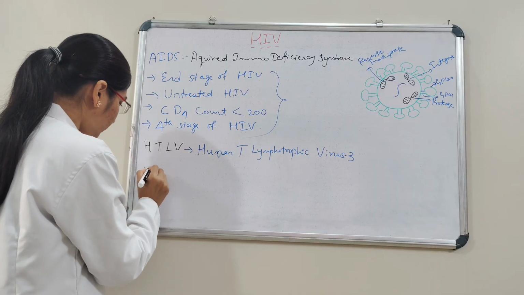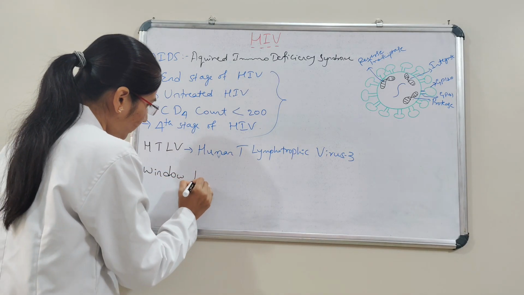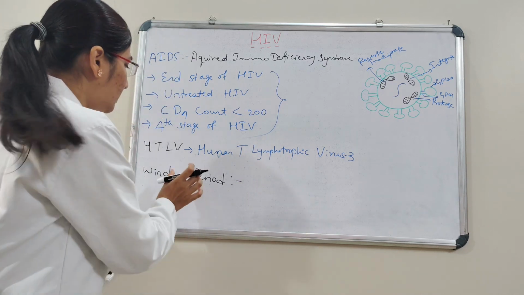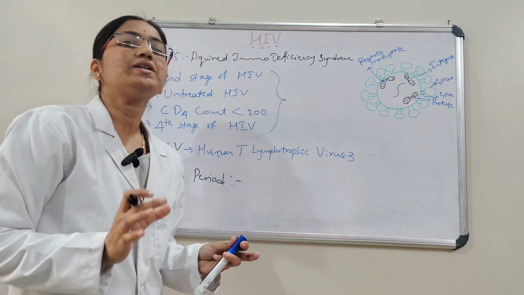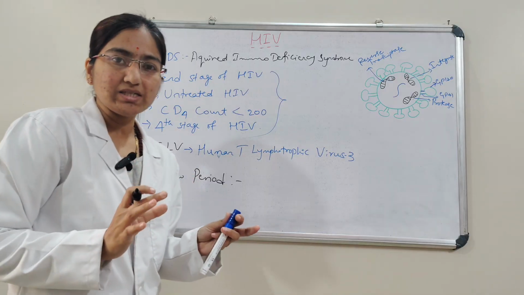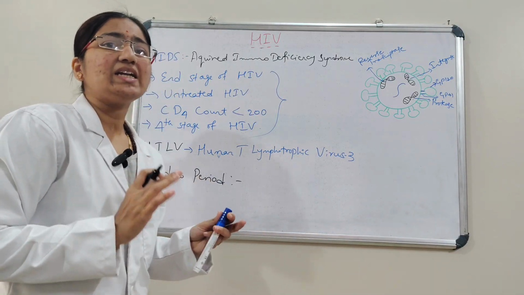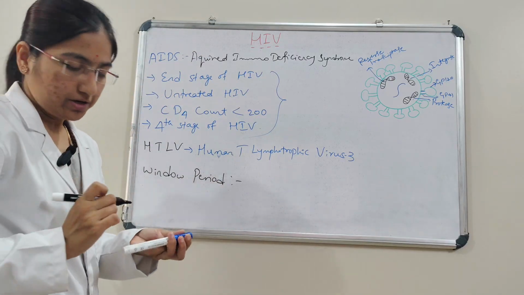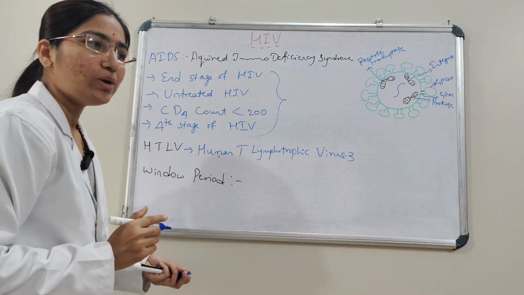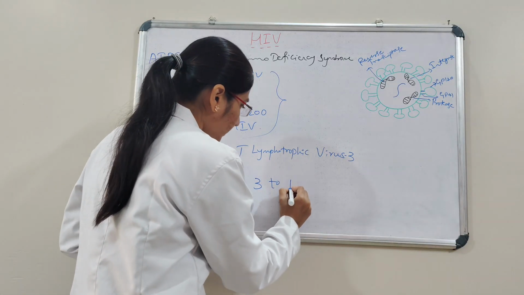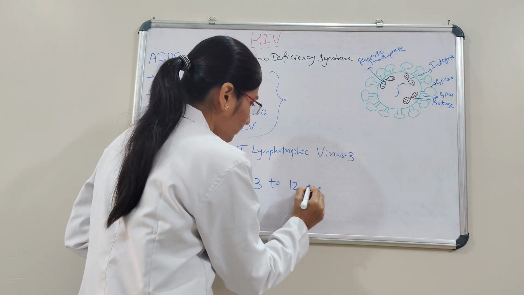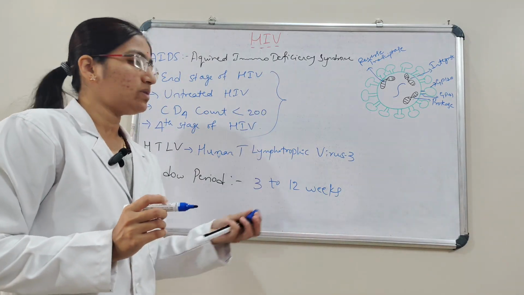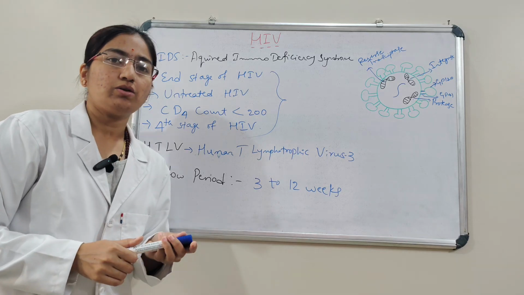Here we'll see the window period. What is the window period? The window period is the time between when a person is infected with the virus and when a test can reliably detect that infection. The window period is 3 to 12 weeks for this HIV infection.